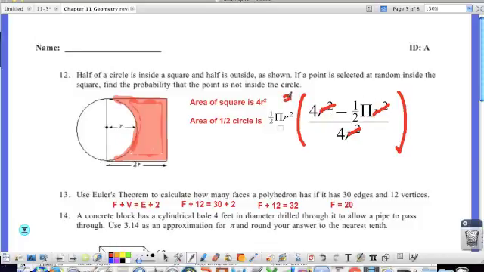So 2 times 4 is 8. Minus 2 times 1/2 is 1 pi, so that's 8 minus pi, and 2 times 4 is 8. So 8 minus pi divided by 8. In the simplest radical form, that is the correct answer.